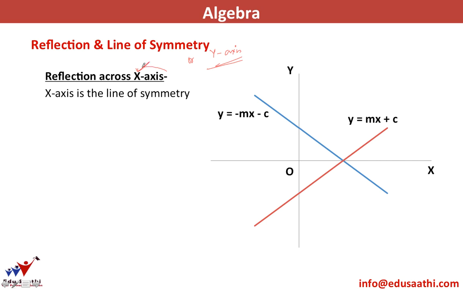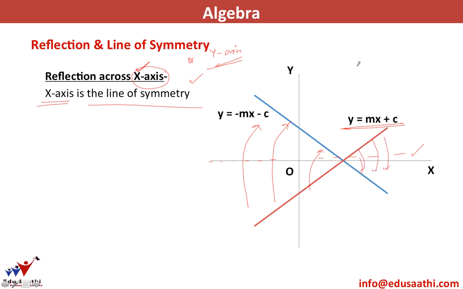Here, if the reflection is across the x-axis, then the x-axis will become the line of symmetry. That means however the graph is above the line of symmetry, the graph would be the same below the line of symmetry as well. If the x-axis is the line of symmetry and the graph that I have is y equals mx plus c, it will be reflected across the x-axis. If I fold this over the x-axis, I would get a thing like this.